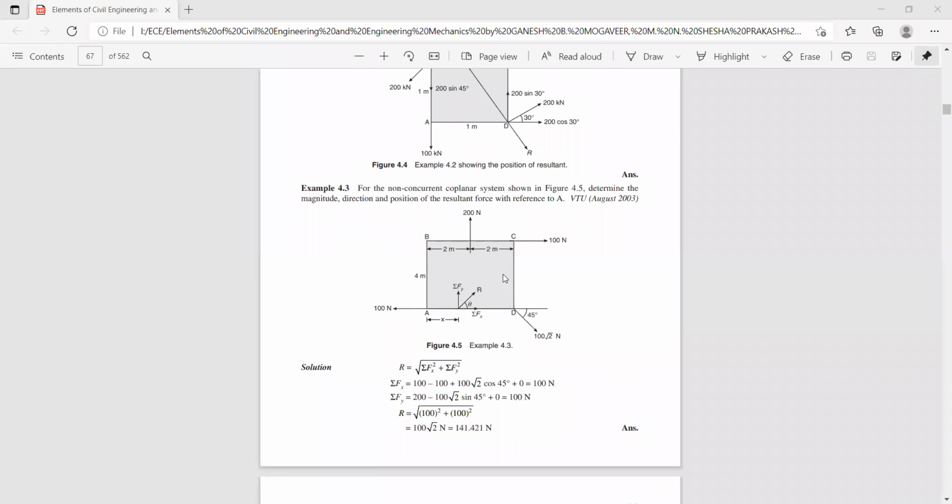So hence, sigma MA is equal to, first, 100 into 0. Next is minus 200 into 2.